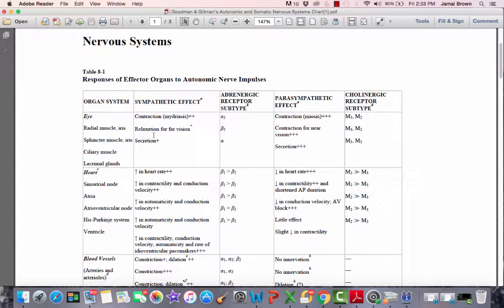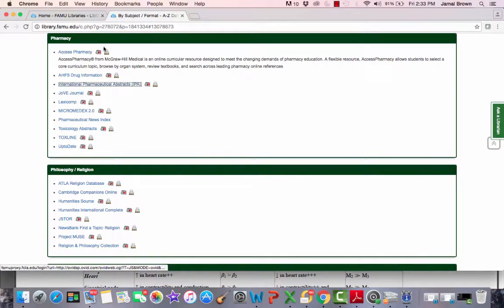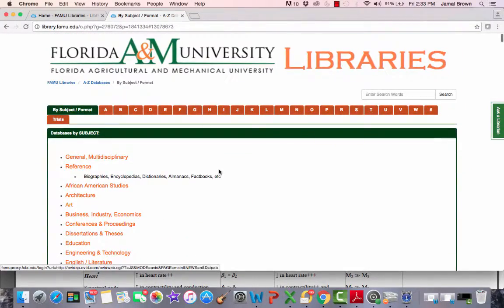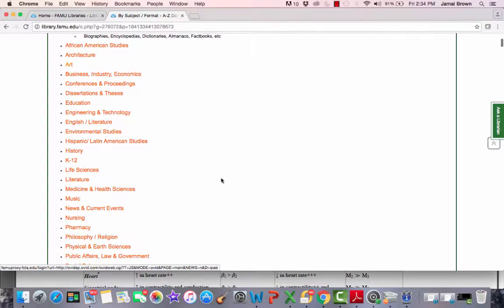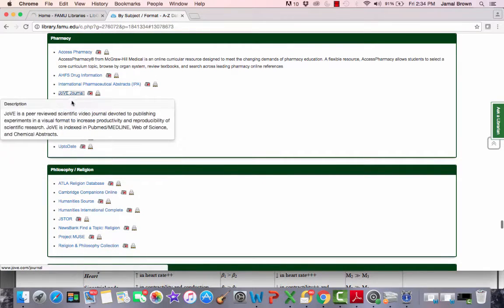So I'm going to look at the eye, and this is talking about the eye and the receptor. It has some alpha receptors. So I'm going to use a database called Lexicon, which you have through the FAMU libraries. Go to the FAMU libraries homepage, pharmacy.famu.edu. Go to the very bottom of the libraries, and then you can click pharmacy. Pharmacy takes you over here to Lexicon.